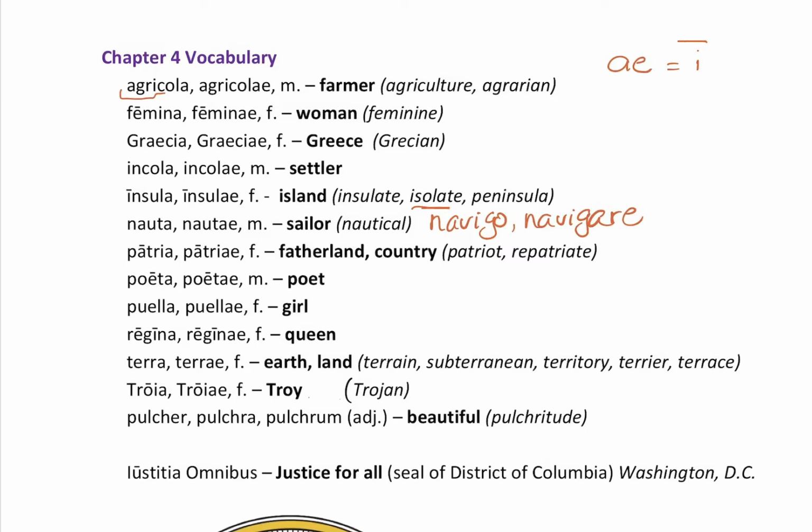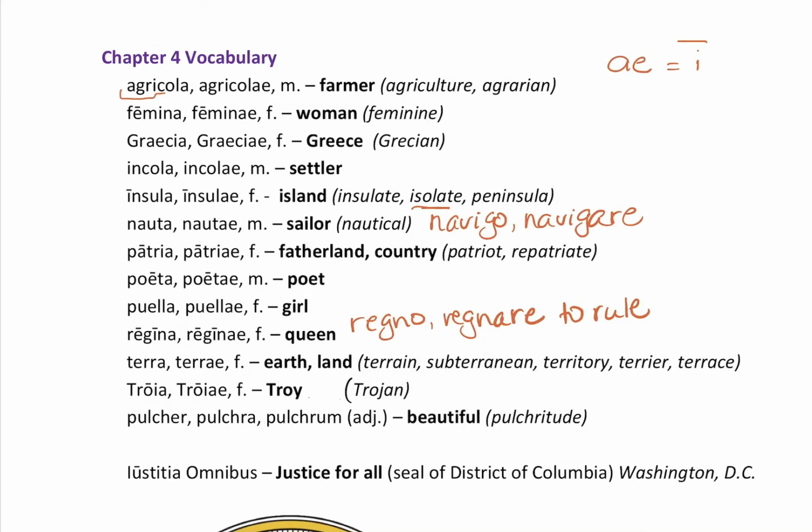A girl or a girl's name, they will never be masculine or, as you'll learn later, neuter. They'll always be feminine. Now, regina, reginae is feminine because it's talking about a woman, a queen, and you can see it's related to regno, regnare. Looks a little bit similar. That means to rule, and those words are related.